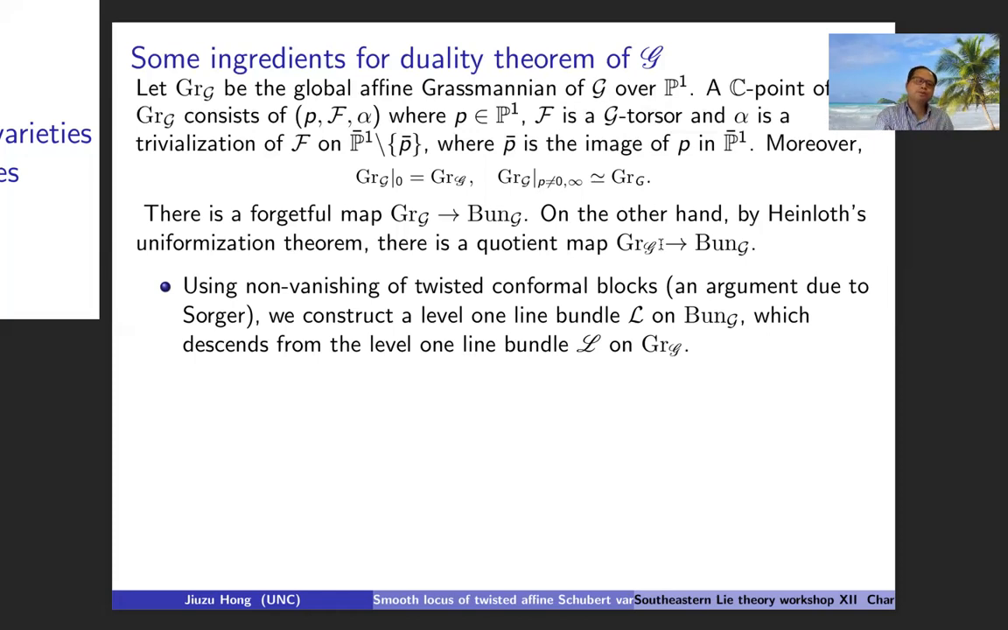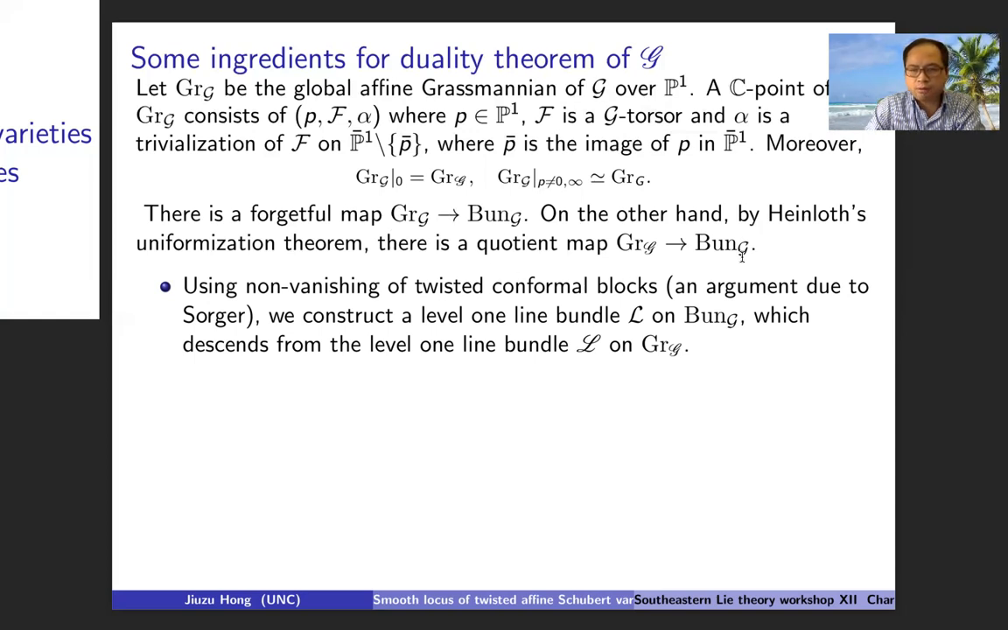So we want to construct a level 1 line bundle on this global Affine Grassmannian. This is not a totally trivial thing to get. So the approach is that we first want to construct a level 1 line bundle on Bun_G, and then we pull it back to here. This is the strategy. First, we have a level 1 line bundle on the twisted Affine Grassmannian, and then we want to prove it will descend to a level 1 line bundle on Bun_G, and then we pull back to the global Affine Grassmannian under this forgetful map.